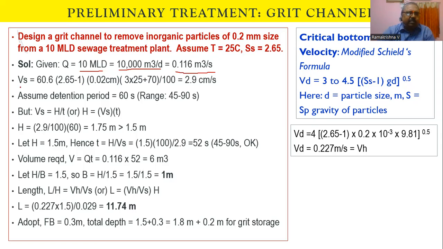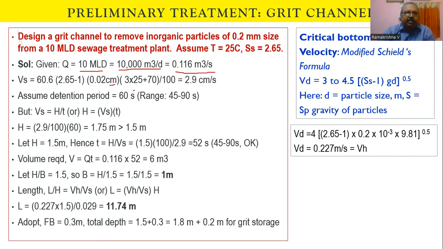Using the modified Hazen formula, Vs is equal to 60.6 × (2.65 − 1) × d, with d = 0.02 centimeters. Here in this formula, we have to put the diameter of the particle in centimeters.